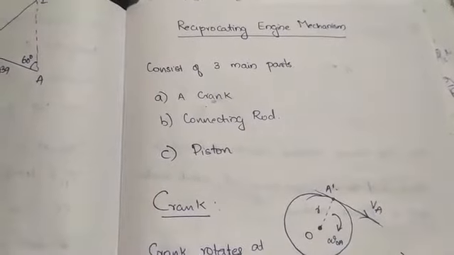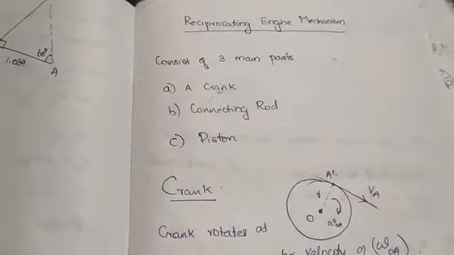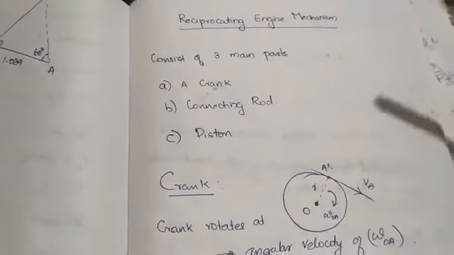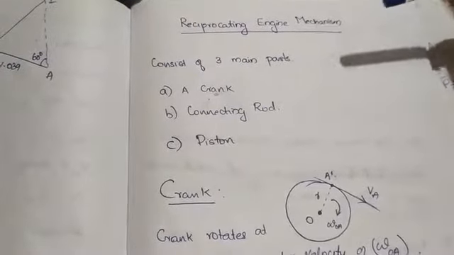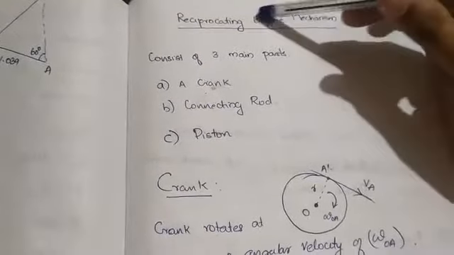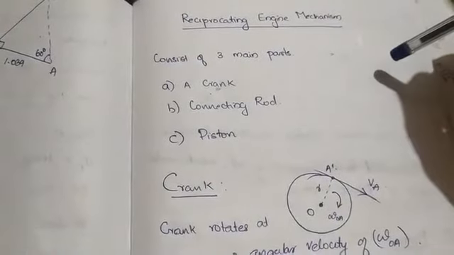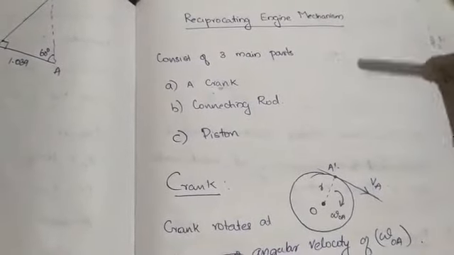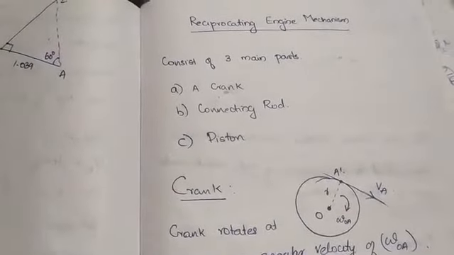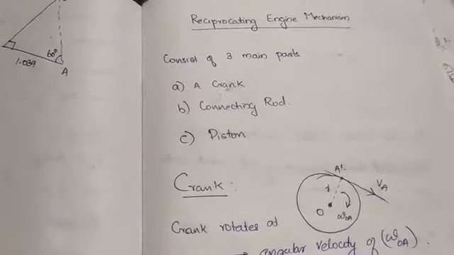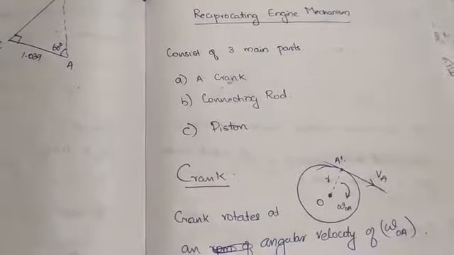Anyway, I will just explain the mechanism, and here you need to find out the velocities of the parts of this reciprocating engine mechanism. With the help of instantaneous center, even you can find it in the other way, but it's easy to find out the velocities by using the I-center method, right?